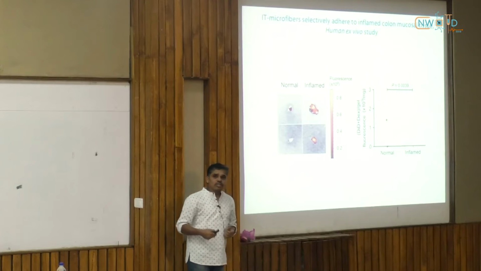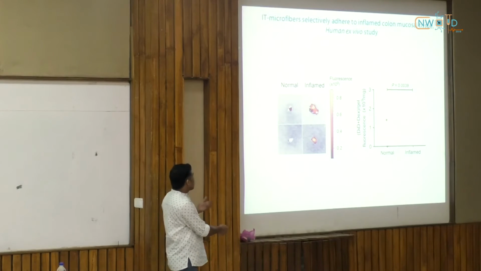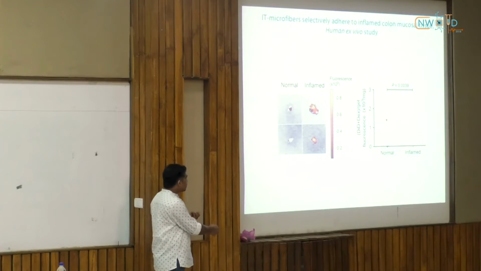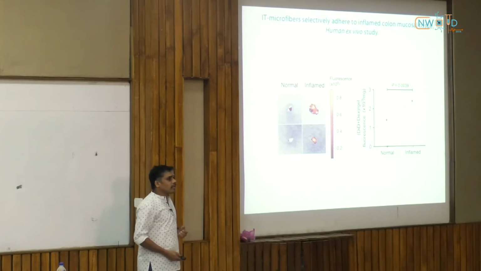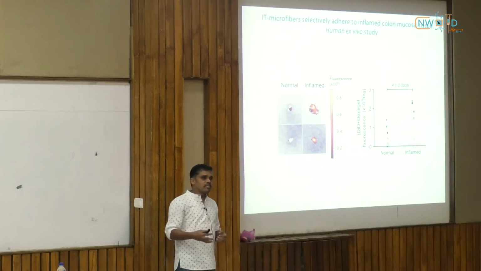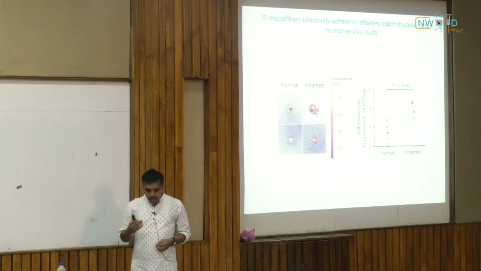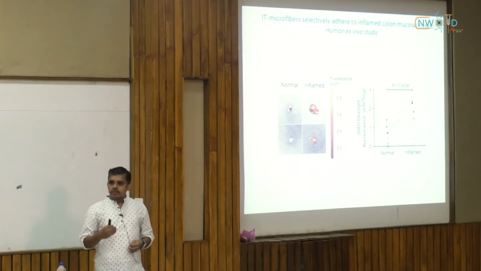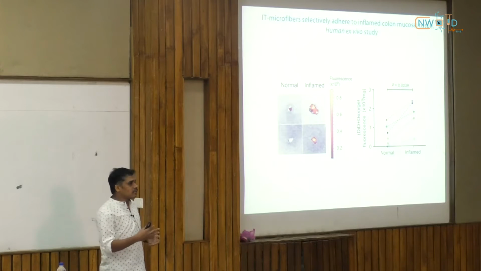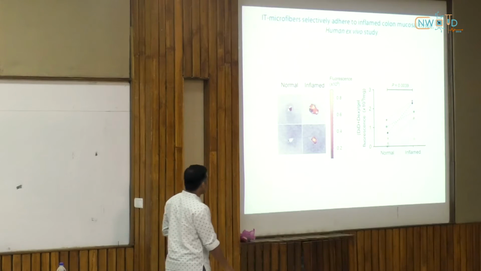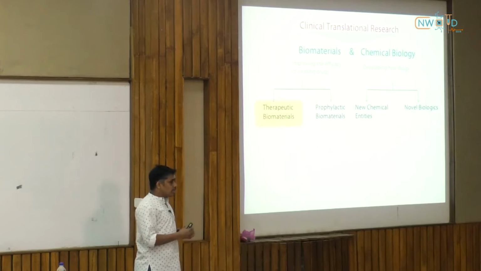If you look at it in an individual patient-specific manner, for example, if this patient has X amount of adherence to the normal tissue, and in the same patient, when you have the inflamed tissue, the adherence goes very high. And the same trend we have observed for every single patient we have tested. Which is clearly suggesting that indeed this material has the potential to specifically target and adhere to the site of inflammation, which in a targeted manner can have a much better therapeutic outcome. So these all three come under the therapeutic biomaterials.